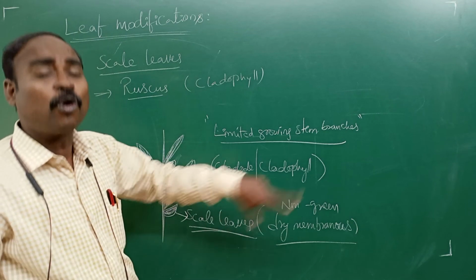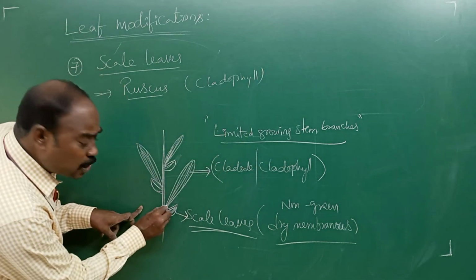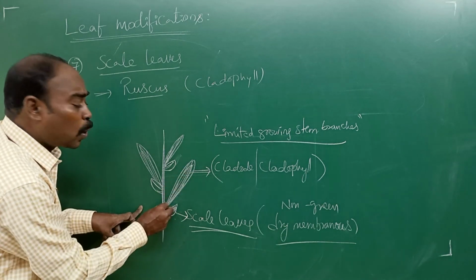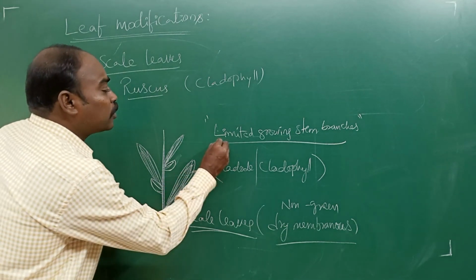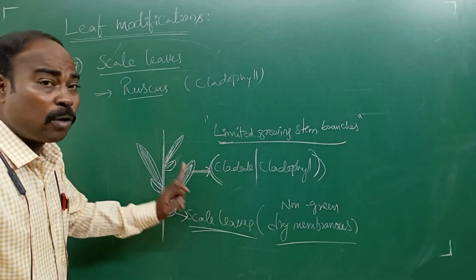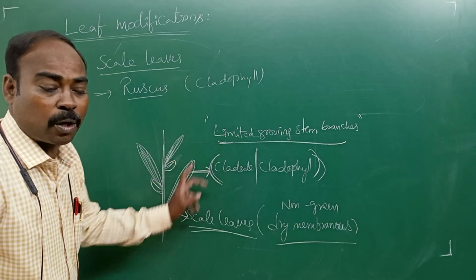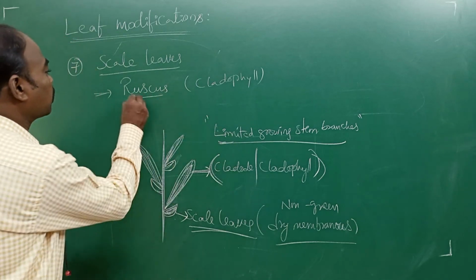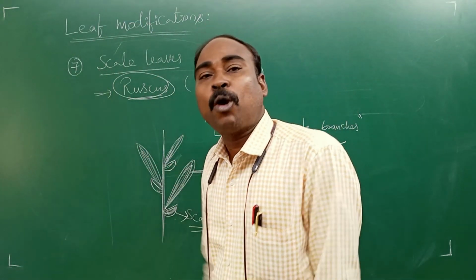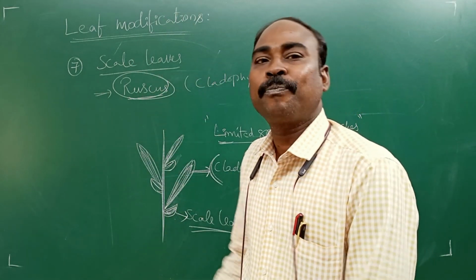But to perform photosynthesis, in the axils of the scale leaf, the limited growing branches, that is stem branches, are developed, which are called cladophylls. These cladophylls perform photosynthesis. Example, Ruscus. So that is about leaf modifications.